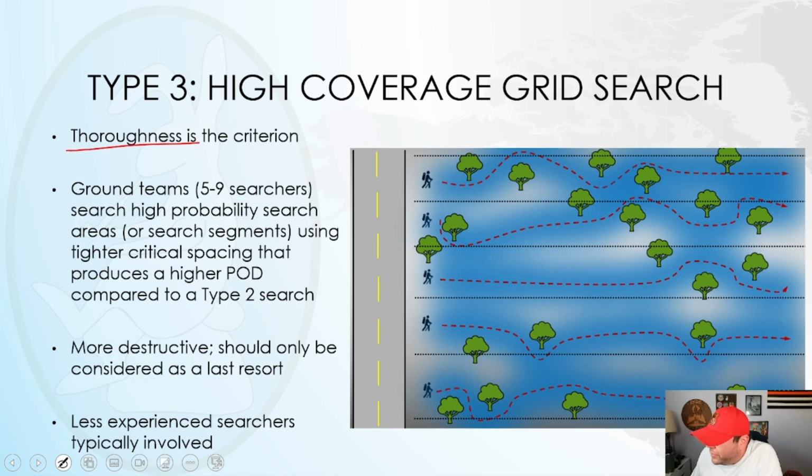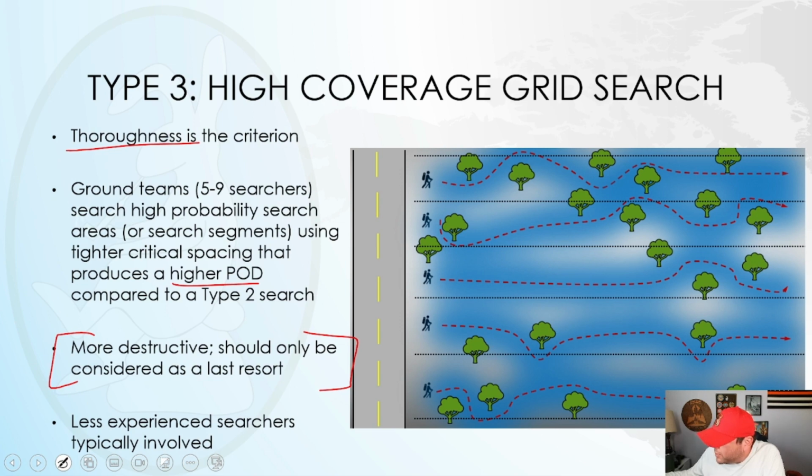So this is the caveat with this. It's extremely thorough, and you're going to generate a higher probability of detection doing it this way. But this is the key bullet: it's an extremely destructive way of searching. If there were a clue or some sign, and it's missed by these folks, it's more than likely going to be destroyed, and it's something we can't replicate. So this is something that should be viewed as a last resort.